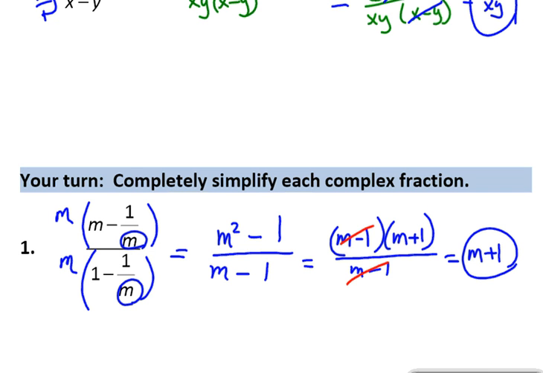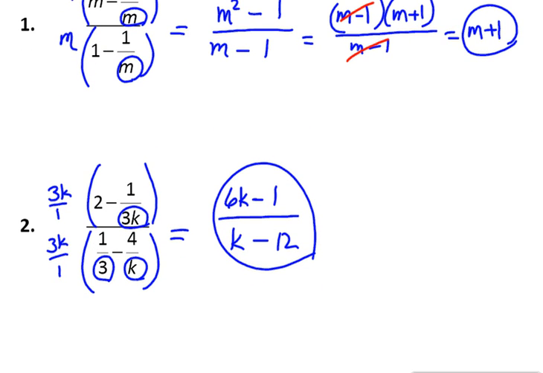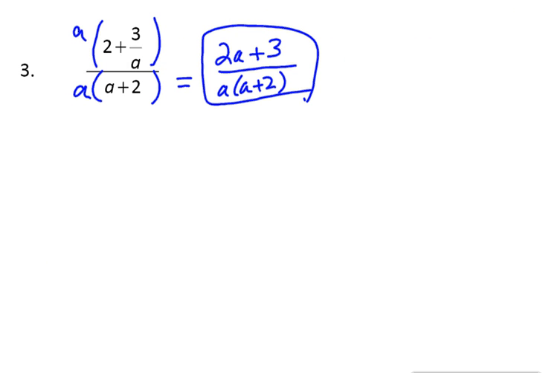So the first one simplifies to be m plus 1. The second one simplifies to be 6k minus 1 over k minus 12. And the last one, multiplying through by a, gives me 2a plus 3 over a times a plus 2.